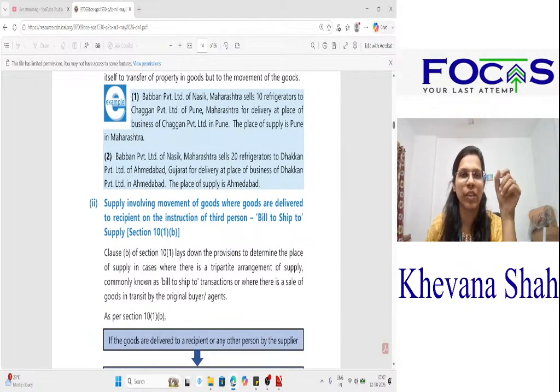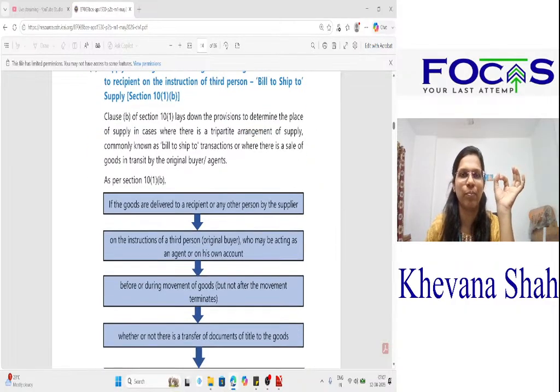Then in next question we have, Baban Private Limited of Nasik, Maharashtra sells 20 refrigerators to Dakkan Private Limited of Ahmedabad, Gujarat for delivery at place of business of Dakkan Private Limited in Ahmedabad. So here the goods are starting from Nasik, there is movement of goods, and the movement terminates in Ahmedabad. So your place of supply will be Ahmedabad.